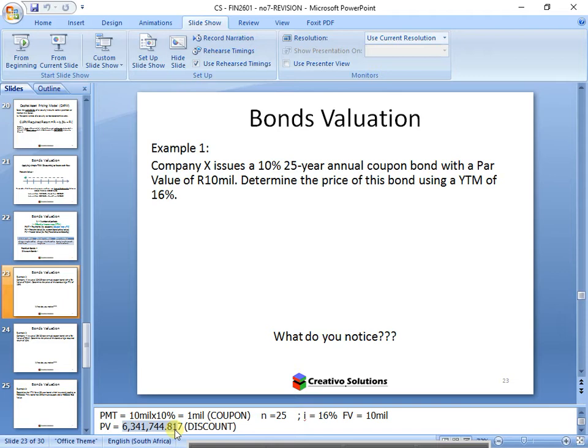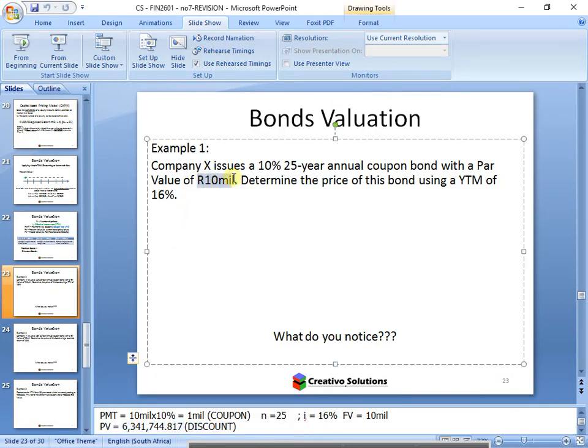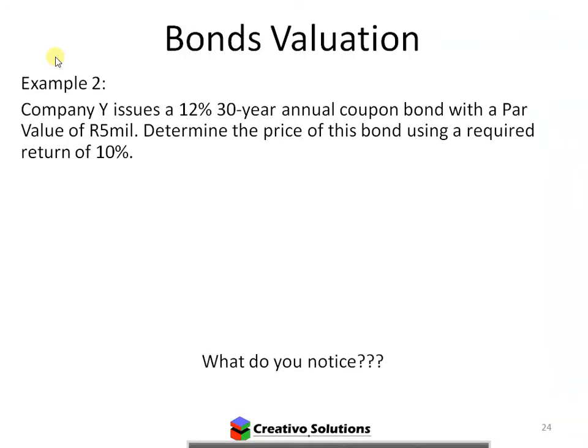Okay, so 10 million times 0.1. 0.1 is 10%. Alright, that's one. What do you notice here, guys? It's a discount bond. Why is it a discount? 6.3 million is less than 10 million. Okay, next one. Let me just write that down also.